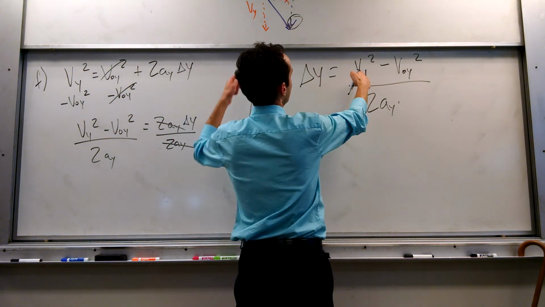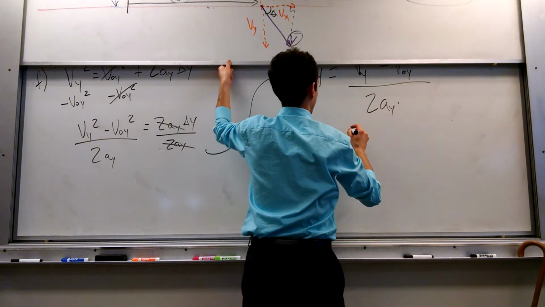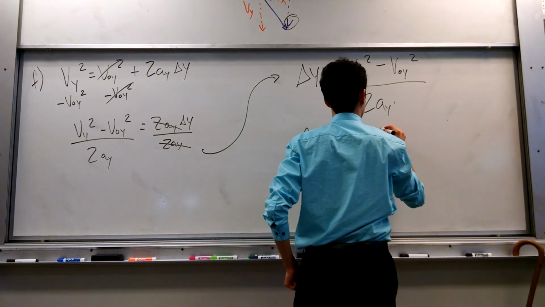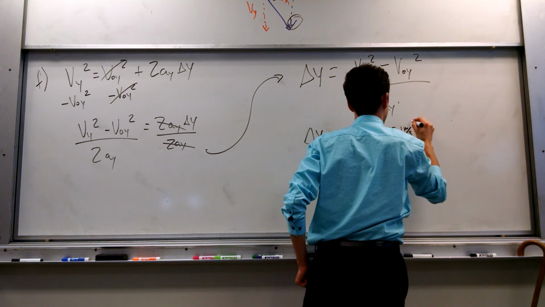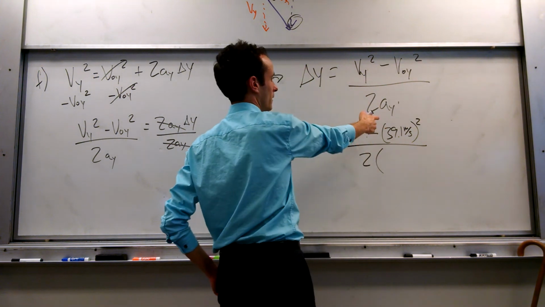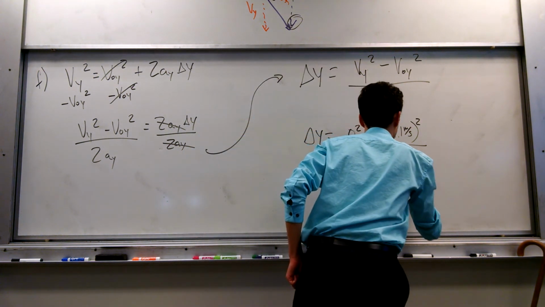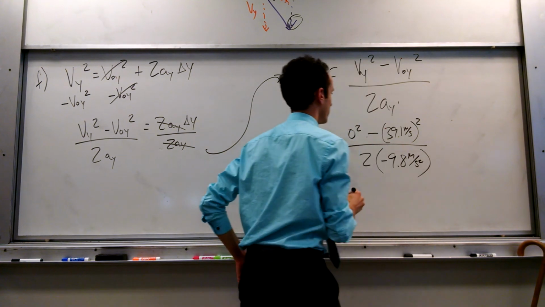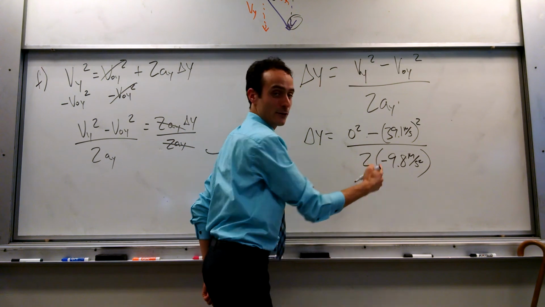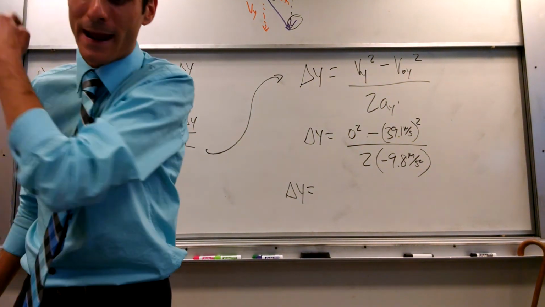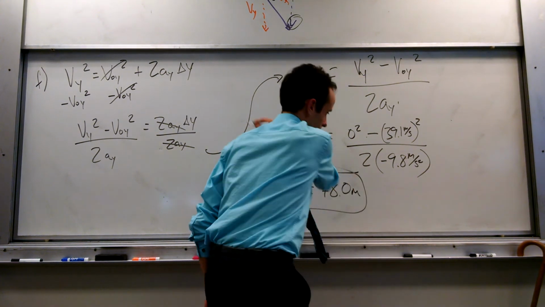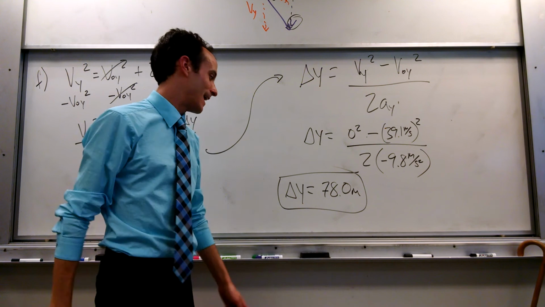Okay, now I plug everything in. Delta y equals Vy, as I just said, 0 meters per second, so this is 0 squared minus V naught y, as we said before, 39.1 meters per second, which did not change, squared, all over 2 times the acceleration along y, which is still negative 9.8 meters per second squared. This negative should cancel with this negative, which is good. And I do the math there, and I should get 78.0 meters. That's what you should get.